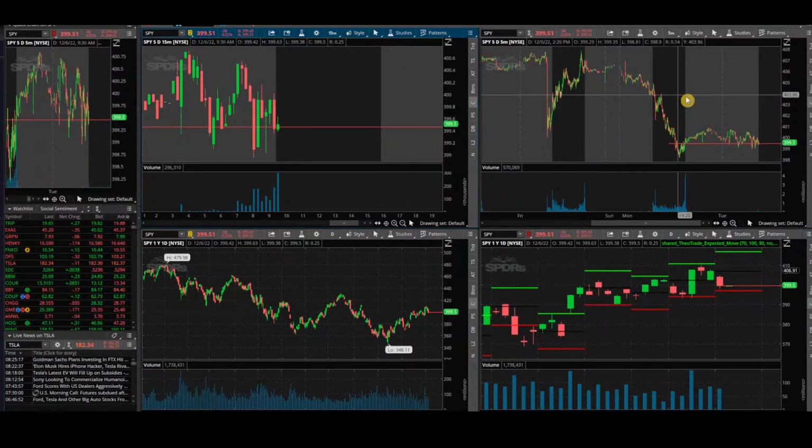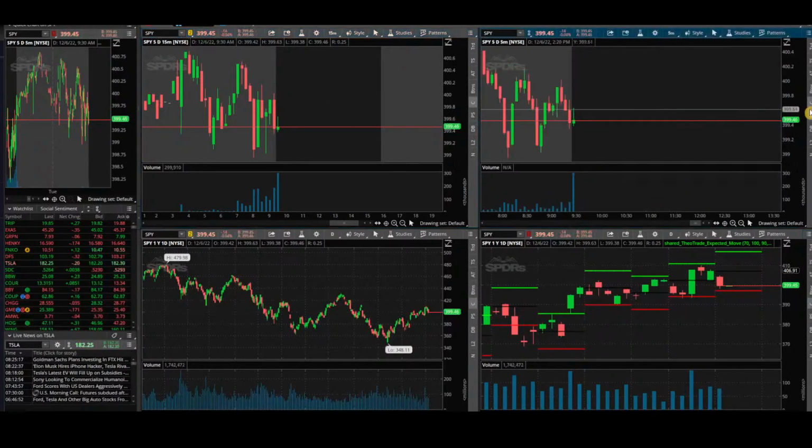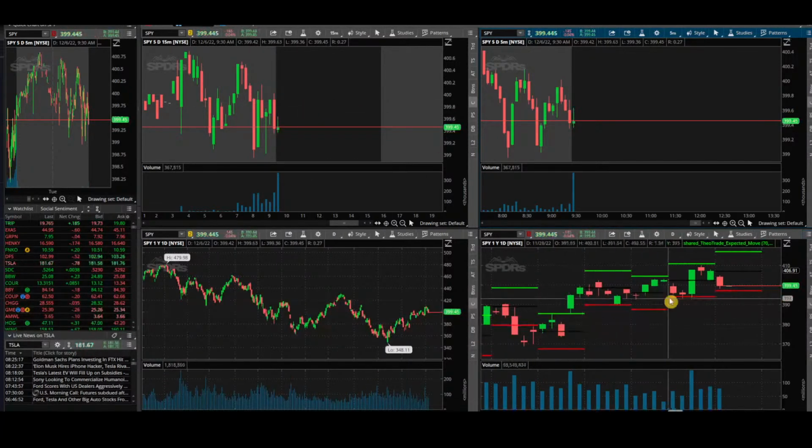This is a 15-minute chart. I got the small time frame over here, the 5-minute. But we'll see how this plays out. Down here's what you're looking at currently, to see if you get a tag of that level, which would be okay for me as long as we don't break down, as long as I don't get a nasty breakdown.